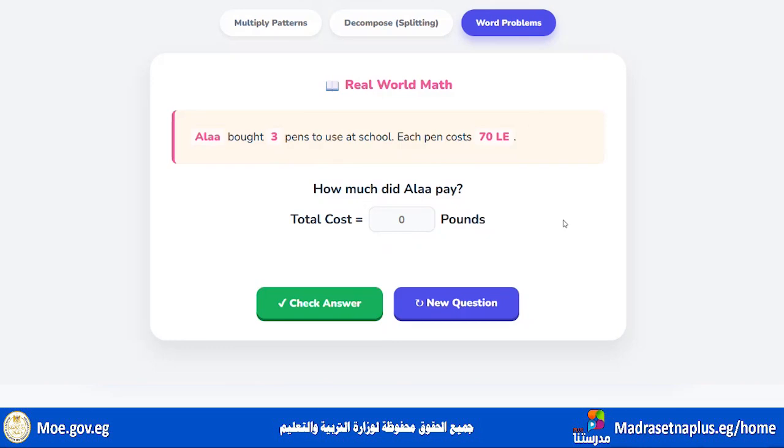Ala bought 3 pens to use at school. Each pen costs 70 pounds. So the answer will be 3 times 70. 3 times 7 will be 21. 21 times 10, or 21 tens, means 210. Yes. A new one.